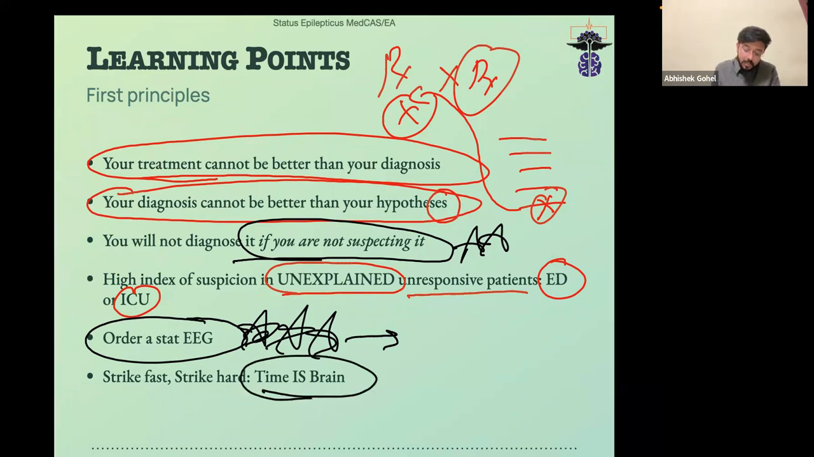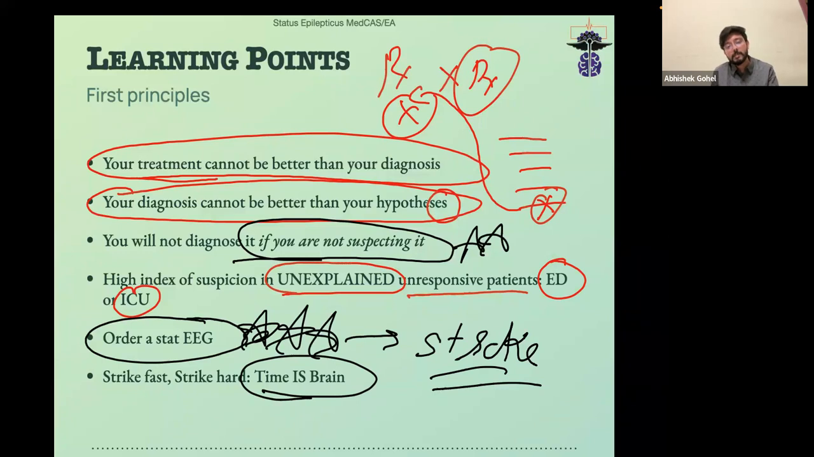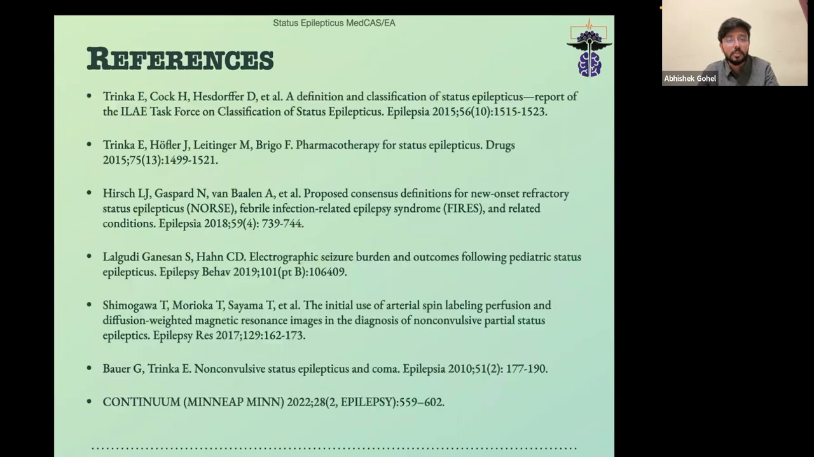This concept is very important. It is on everyone's tip of the tongue when it comes to stroke. Everyone says time is brain, time is brain. But when it comes to status epilepticus, non-convulsive status epilepticus to be more specific, this goes for a toss. So the same concept you have to keep in mind while treating an unexplained, unresponsive patient in ED, which is very common. This is how I conclude, with references.